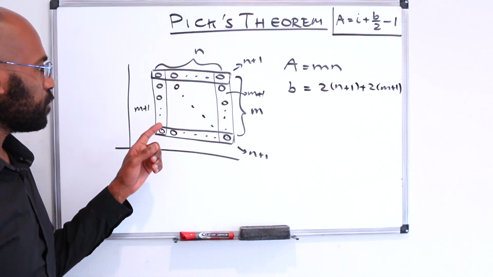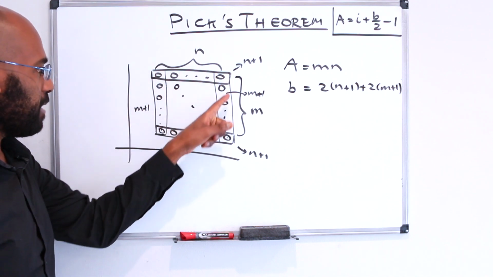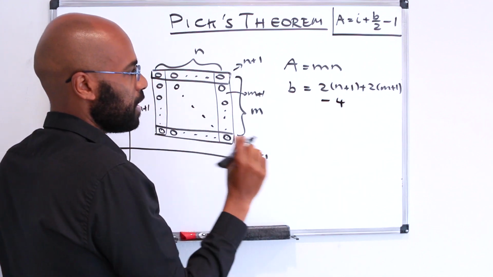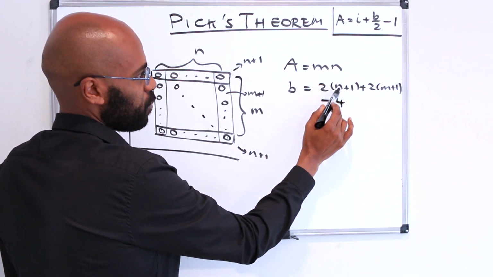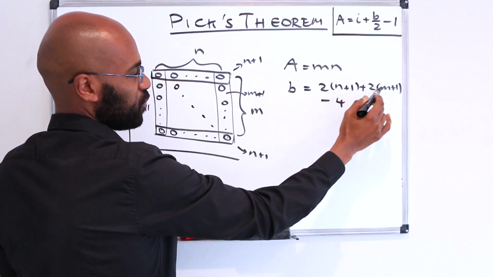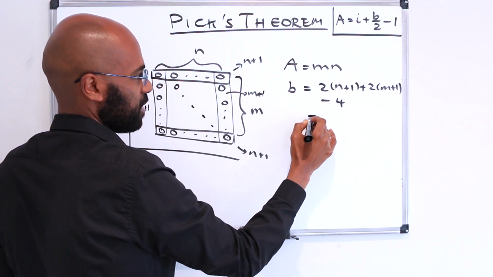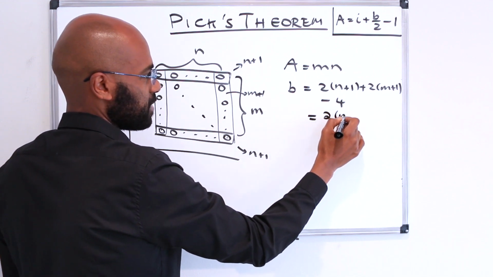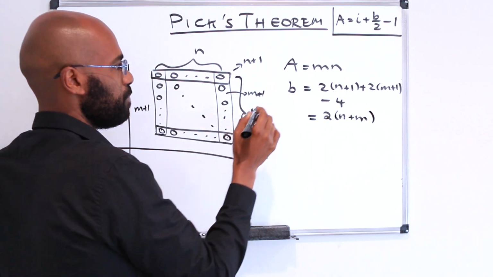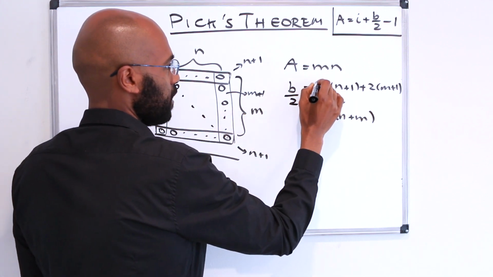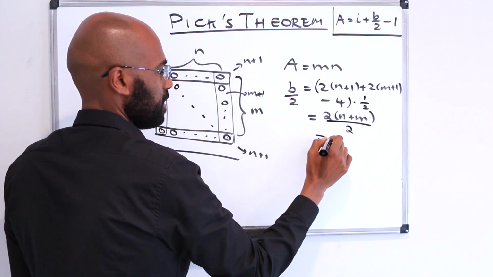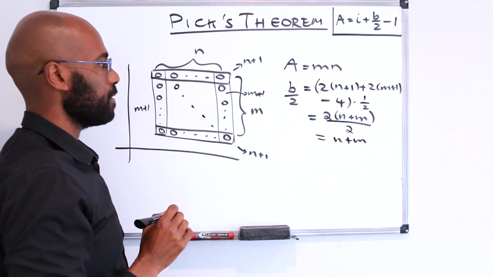All right, but we need to subtract these double counts that we have at the 4 corners. There's 4 of them, so we subtract 4. Now if you expand this, you see that we have twice n plus 2, twice m plus 2, so we get a factor of 2 as a constant, which cancels with this negative 4. So this works out to twice n plus m. All right, so b over 2, which is the quantity we actually want, is n plus m. Okay, great.